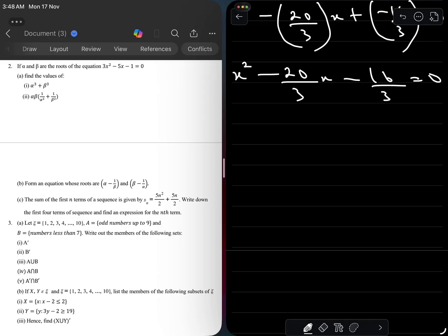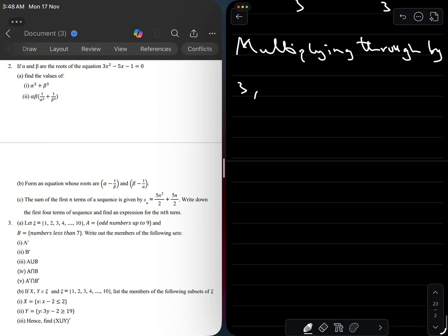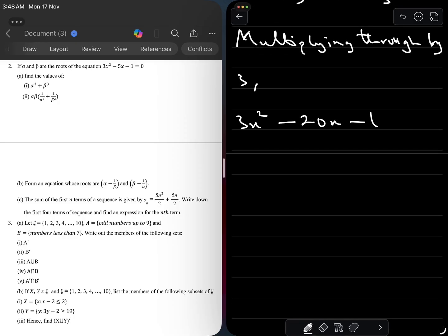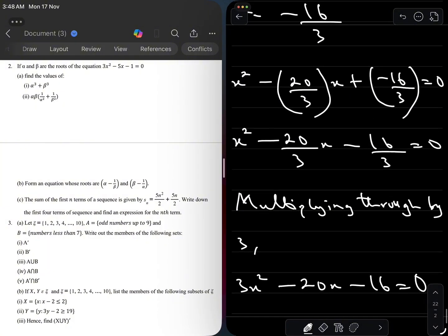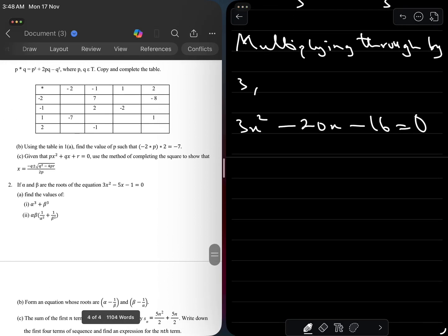And now multiplying through by 3 to clear the fractions, we have 3x squared minus 20x minus 16 equals 0. And that's the equation, very simply. And that's the end of the number.